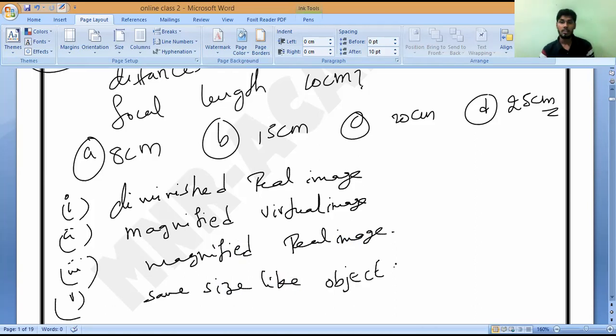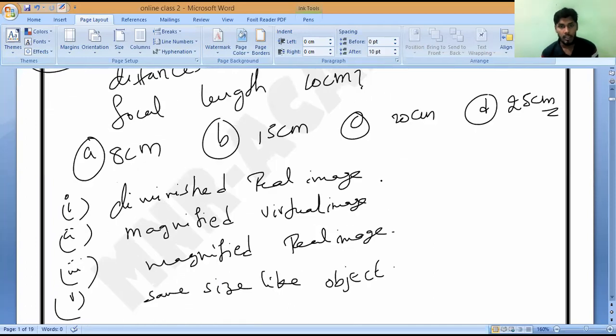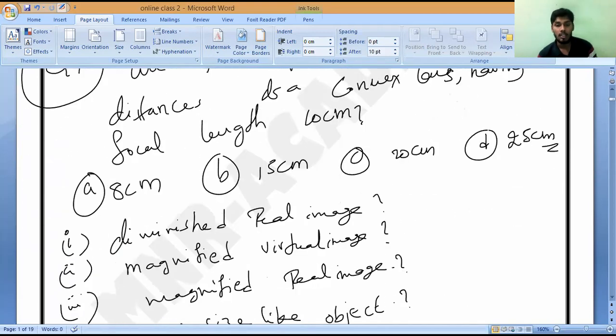A, B, C, D. Fastly. For everyone, you should say the answer. Getting the diminished real image where we should set, magnified virtual image where we should set, magnified real image where we should set, the same size where we should set. Don't take more than 5 seconds. If you take more than 5 seconds, then no use.